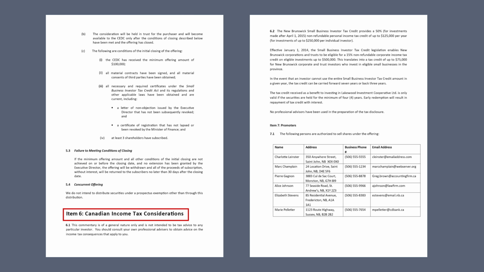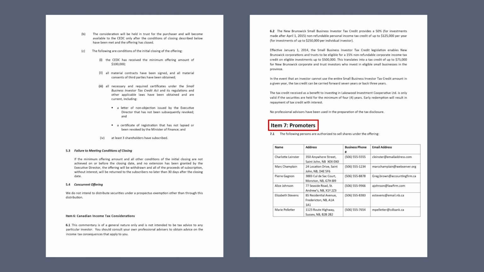Under Item 6, the CEDC must provide disclosure about the relevant income tax considerations to purchasing its securities. Some CEDCs seek help from tax professionals when filling out this section. Professional tax advice is not necessary, but if no advice is received, the CEDC should limit its disclosures to general statements encouraging each investor to obtain income tax advice before investing.